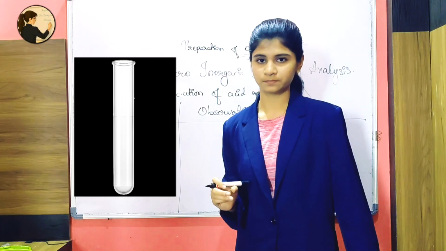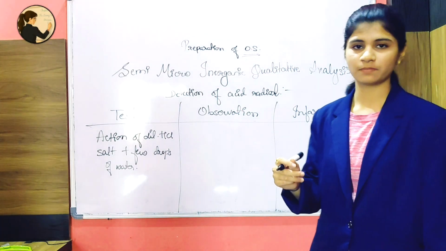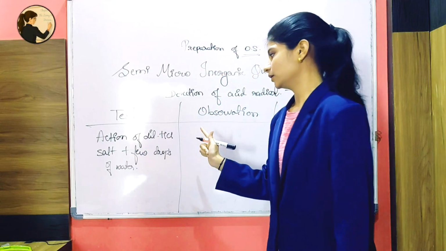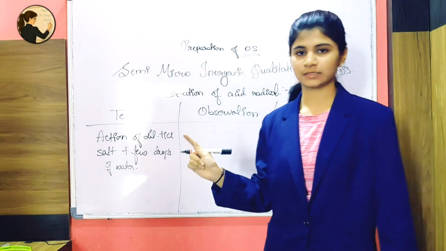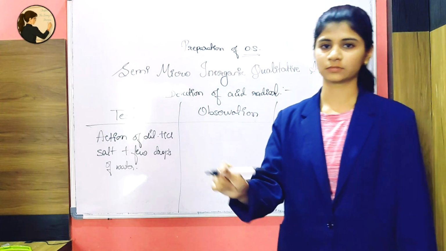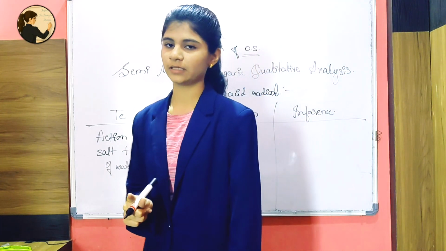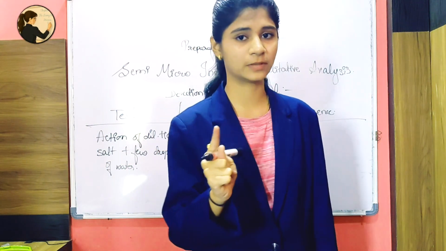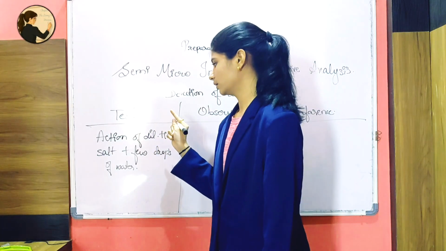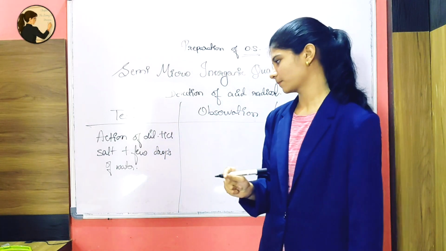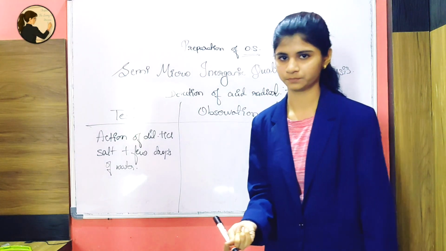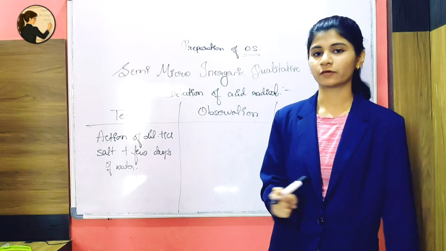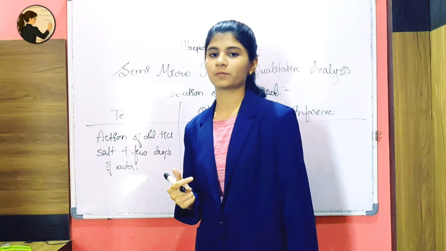So you'll take a test tube, then you will take some amount of salt in that dry test tube. Then you should put some amount of dilute HCl on that salt. In that test tube you will put one spoon of salt, the same salt which will be given to you in the exam, and some dilute HCl plus few drops of water.